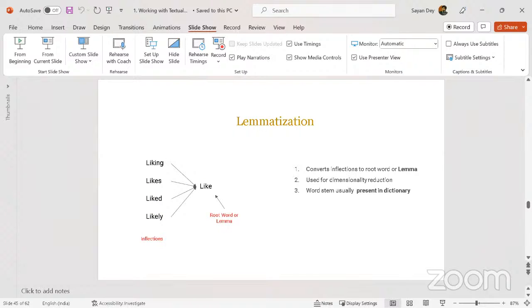And then we also use something called lemmatization. Lemmatization is a process where we take different verb forms, for example like, likely, and we convert them to one single base word called a lemma. So we take the different verb forms of a particular word and convert them into a single central verb form, which is called a lemma.